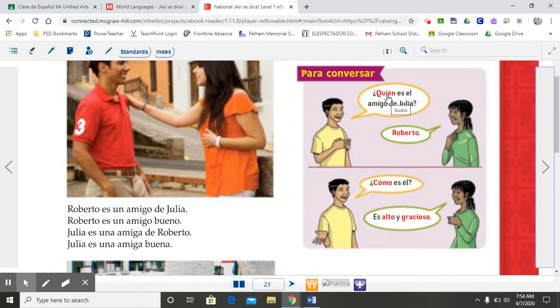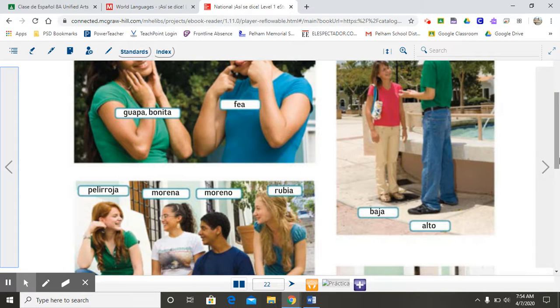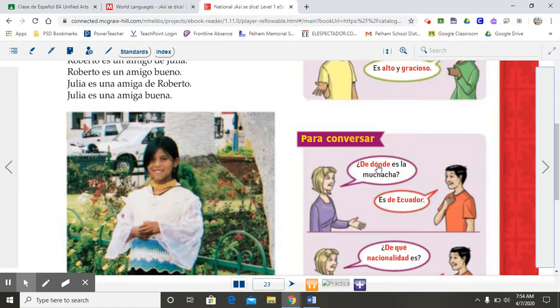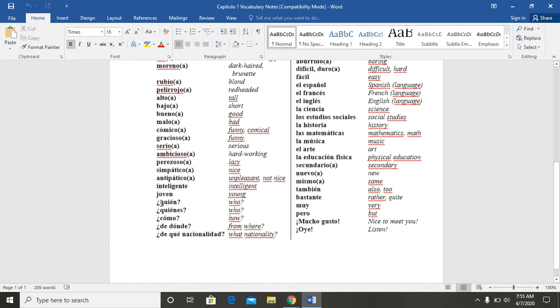Ready? ¿Quién means who? The answer's almost always going to be a name. ¿Cómo is how. It's going to be descriptive words. So the answer is almost going to be a way to describe them. These words right here. Okay? And de dónde means from where. You will see these three on the vocabulary list as well. They are down here. ¿Quién? ¿Cómo? ¿De dónde?